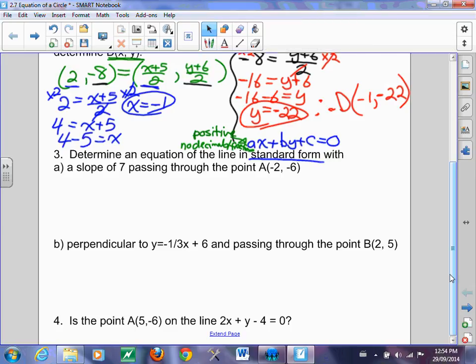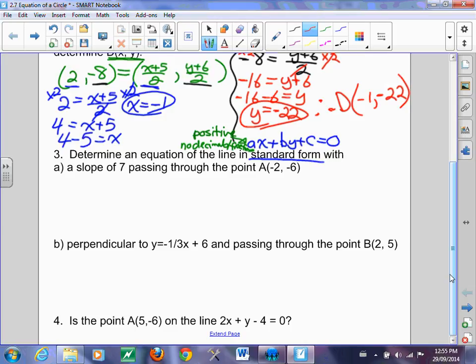Okay, I know I've had unit tests before where people have just put it in y equals mx plus b form, but if it says in standard form, you're going to lose some points. So make sure you read the questions carefully. And in fact, underline it if you see it, or highlight it, or circle it, whatever is important to you to make it stand out.